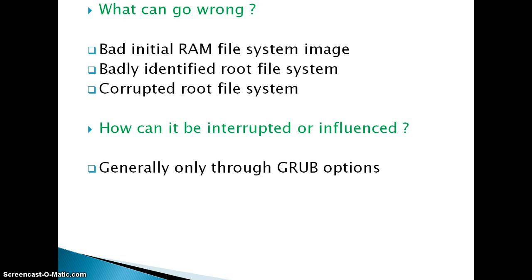What may go wrong in the kernel process? First, the RAM may be corrupted. Second, the root file system would not be identified, or it might be corrupted. So once there is a problem in the kernel process, how can it be interrupted? It can only be interrupted at the time of the GRUB process.